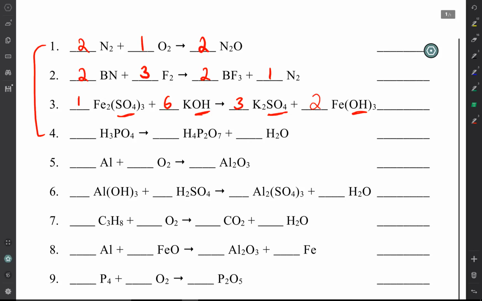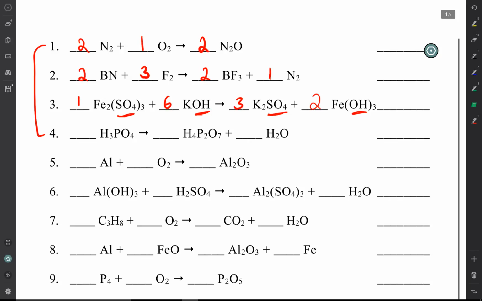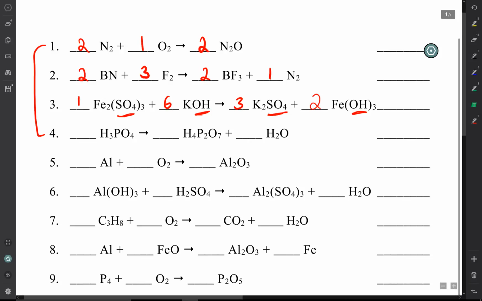All right, the last one we're going to talk about is taking H3PO4, hydrogen phosphate, and then we've got it turning into H4P2O7 and H2O. All right, so this one looks pretty complicated. Let's see if we can figure it out. We've got H3PO4. I'm going to start with phosphorus because phosphorus just shows up once on both sides of the equation. Hydrogen and oxygen show up in multiple spots on the products, so that might make them harder to deal with.